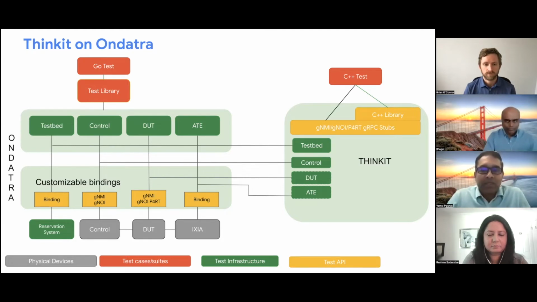So likewise, in ThinkIt, as part of this integration, what we're doing is that ThinkIt APIs would talk to the OnData bindings, and the tests run as they are. We don't have to make any changes in the tests. The C++ test can run on this framework without any changes.